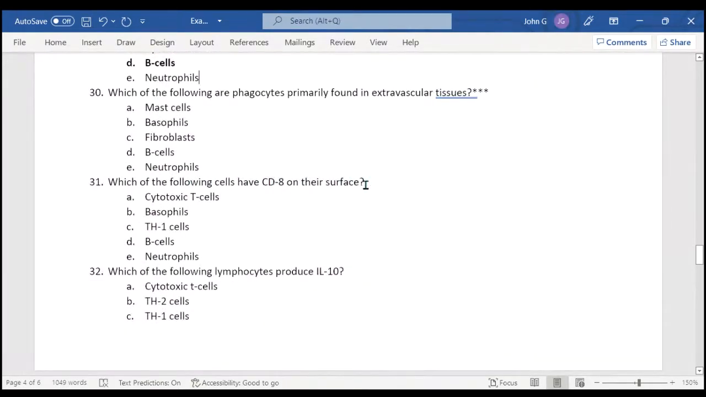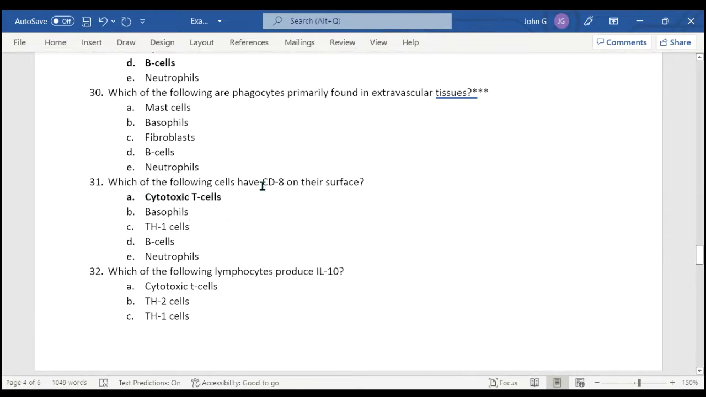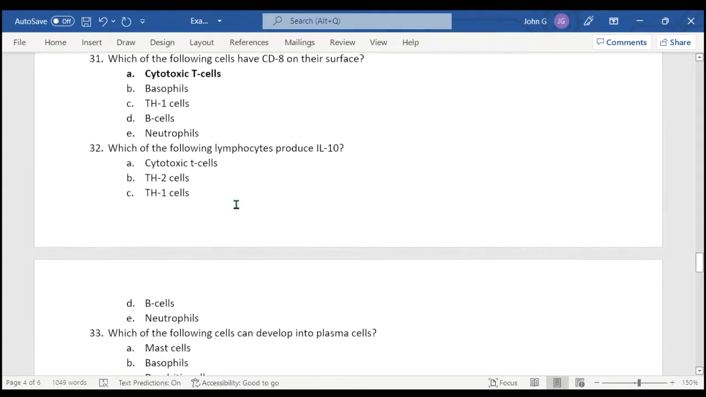Which of the following cells have CD8 on their surface? This is going to be a cytotoxic T cell. They respond to MHC1.